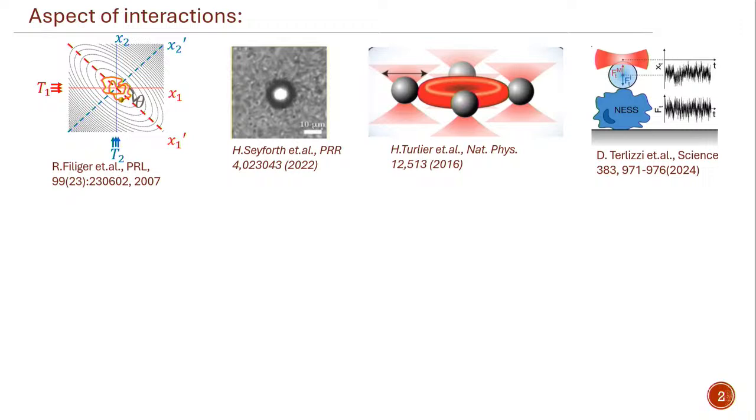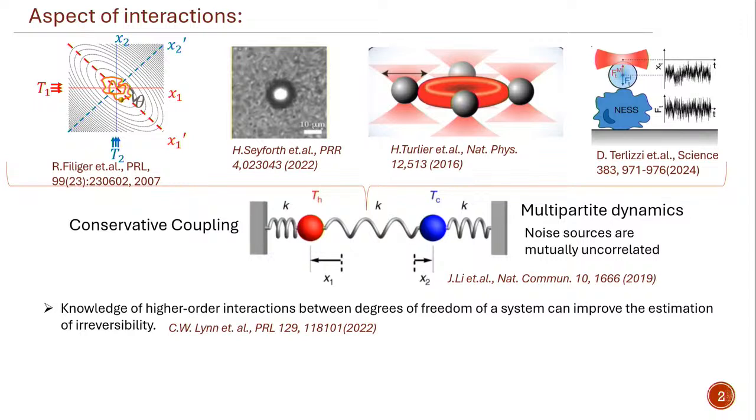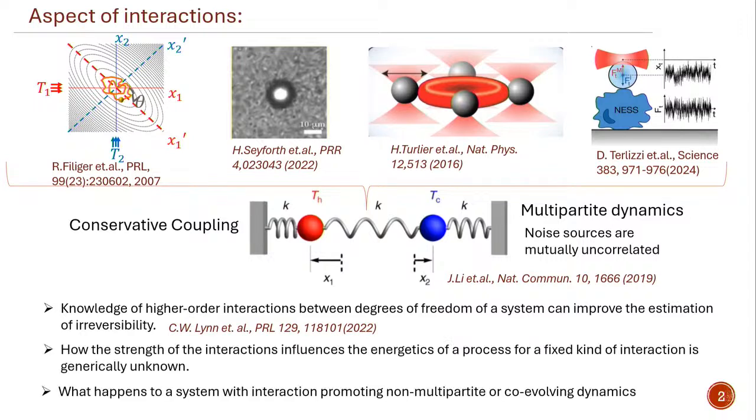Let's say you have an active particle and you want to know about that. A spring can be many kinds of interaction. For a generic kind of interaction, what will happen if the strength of the interaction is enhanced? What will happen to the non-equilibrium characteristics? It is generically unknown. Or let's say you have a system where the noise sources are mutually correlated, giving rise to non-multipartite or co-evolving dynamics. In such a situation, the effect of interaction on promoting the non-equilibrium characteristics is typically unknown.